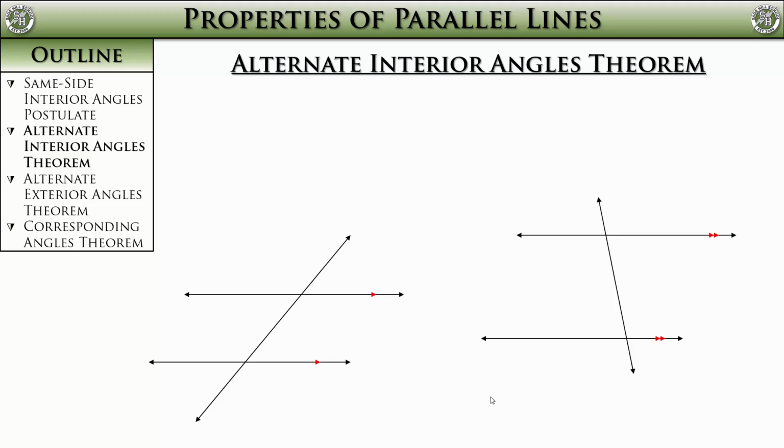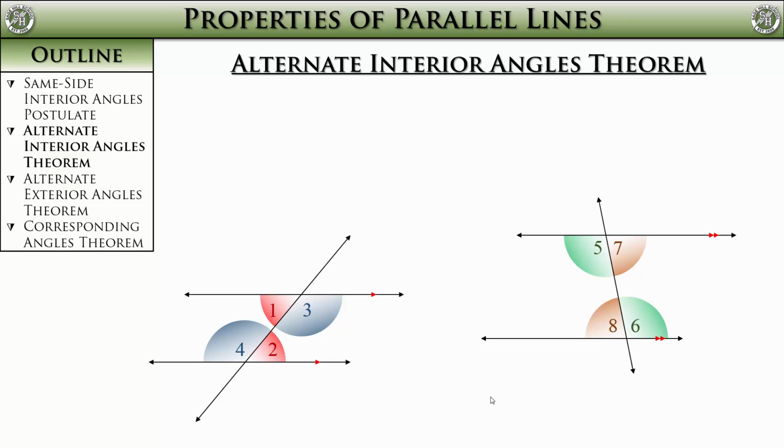Now we get to the alternate interior angles theorem. I have 2 transversals drawn below. Each one makes 2 pairs of alternate interior angles. So let's look at all of them now. First we have angle 1 and angle 2. Then angle 3 and angle 4. Now angle 5 and angle 6. Finally angle 7 and angle 8. Here are all 4 pairs of alternate interior angles.